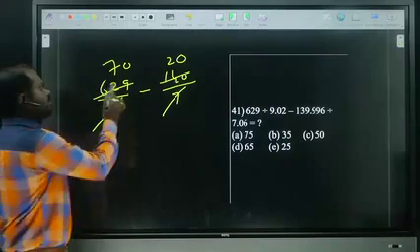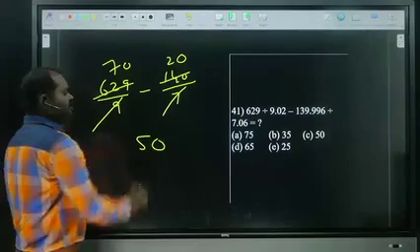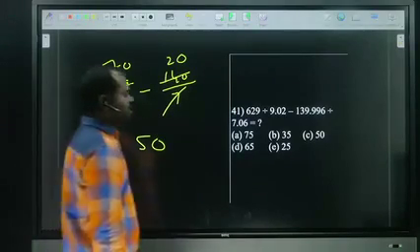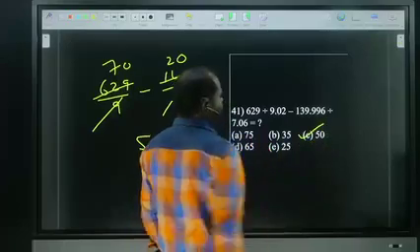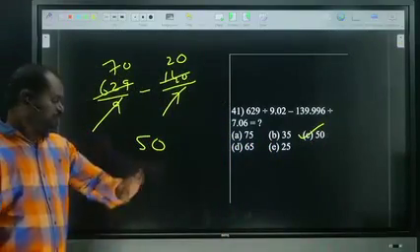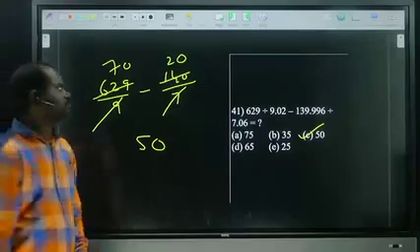So 70 minus 20. What is the answer? 50. 70 minus 20 is 50. The answer is 50, which means option C. Option C. Right? Is it clear? Now we are moving to the next example.